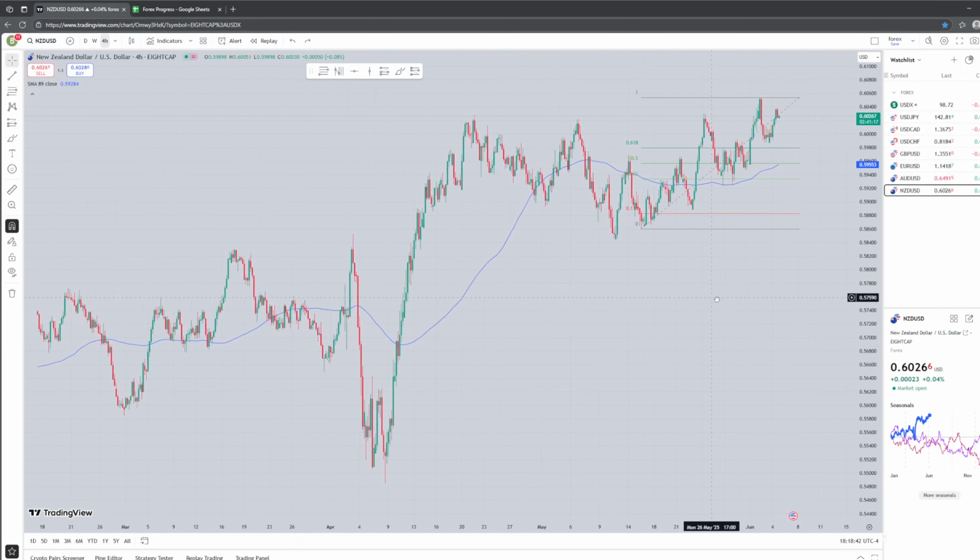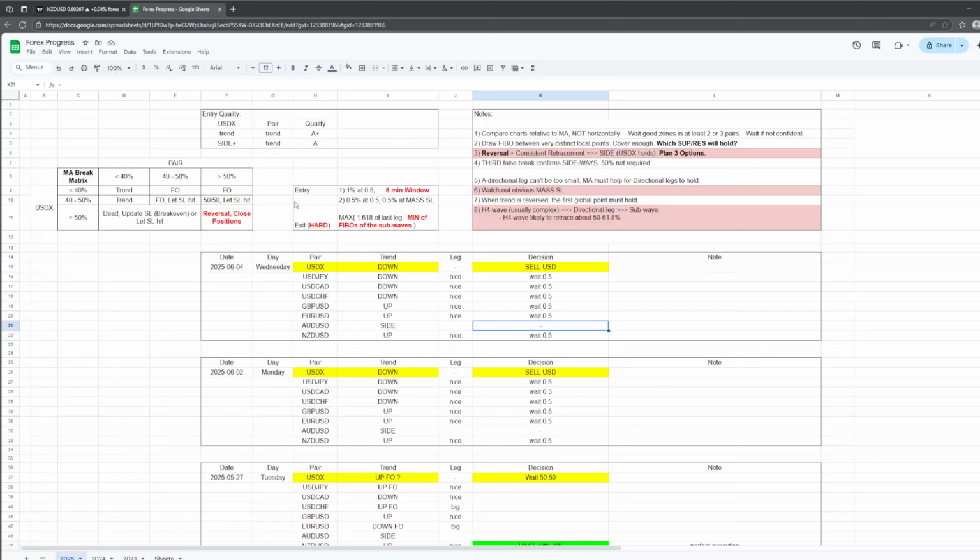Okay, let's write it down. New Zealand dollar USD trend is up, leg size is nice. Our decision is to wait for at least the 50% zone here.